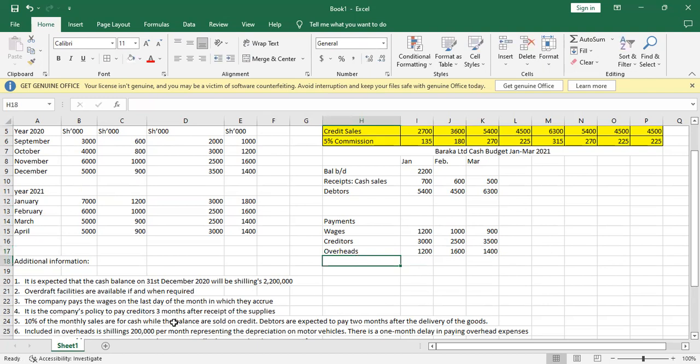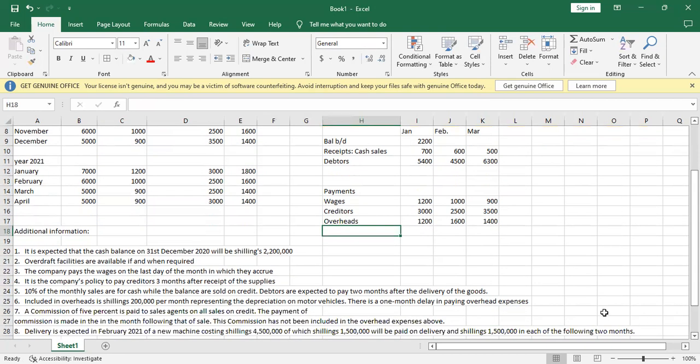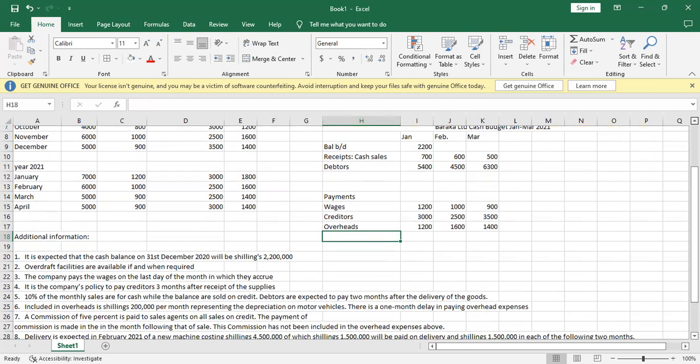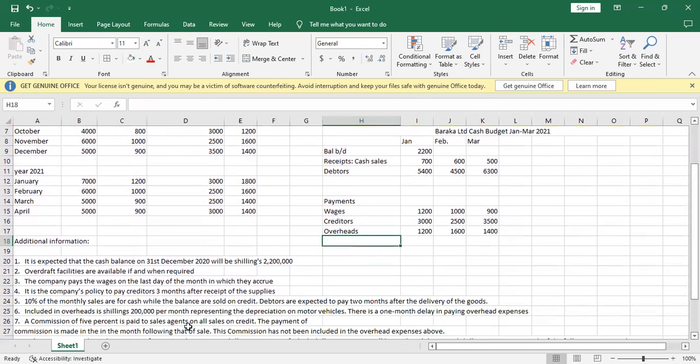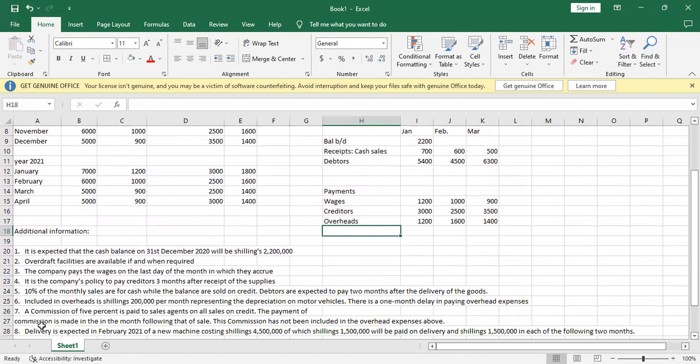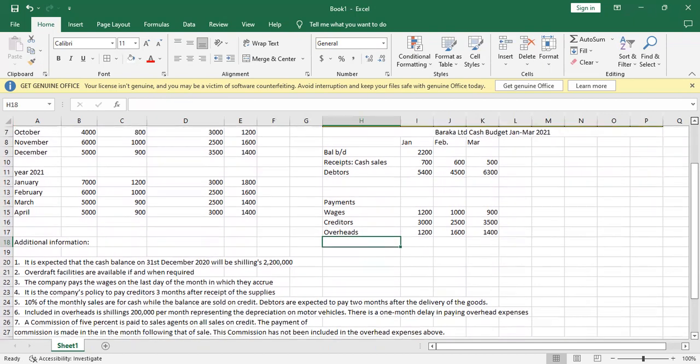Then I go to number 7. There is a commission that we paid. We had already calculated the commission, but there is a rider. We've been told a commission of 5% is paid to sales agent on sales made on credit. The payment of commission is made in the month following that of sale. This commission has not been included in the overhead. That is why we accounted for it.